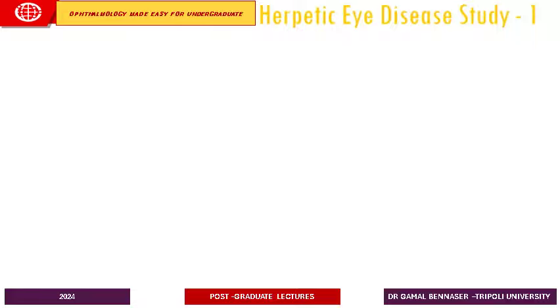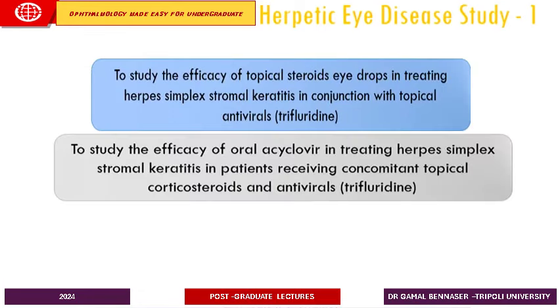Now we come to an important study known as the Herpetic Eye Disease Study. We have two studies, number one and number two. Number one is further subdivided into three trials. The first trial studied the efficacy of topical steroid eye drops in treating stromal herpetic keratitis in conjunction with topical antiviral. So the use of topical steroids in conjunction with topical antiviral, this is the first trial.